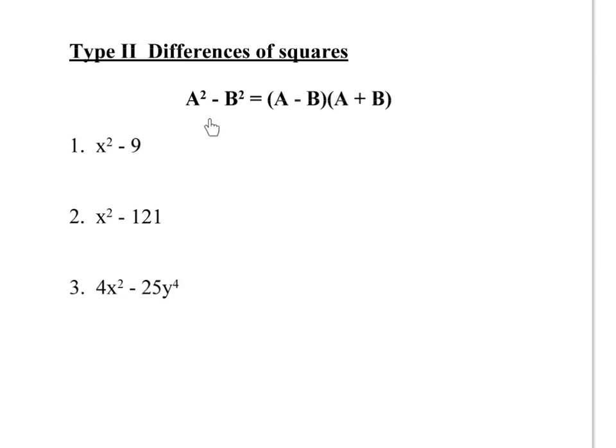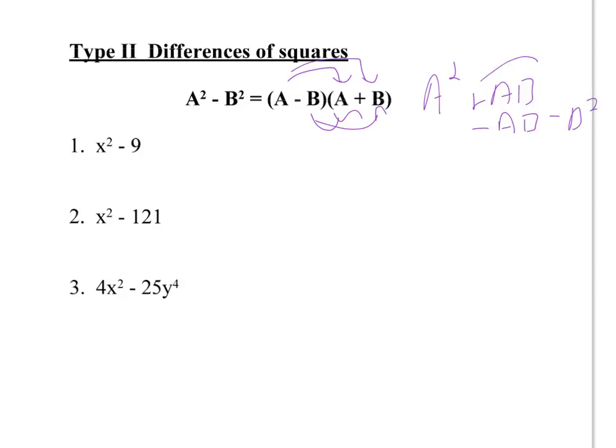So we always follow this pattern, a squared minus b squared, a difference of squares. Notice difference, minus. Difference of squares is equal to the factors a minus b times a plus b. And the reason for that is if I FOIL this out, a times a is a squared, a times positive b is plus ab, negative b times a is minus ab, and negative b times positive b is minus b squared. Notice what happens to my middle terms. They cancel out, and I'm left with a squared minus b squared.